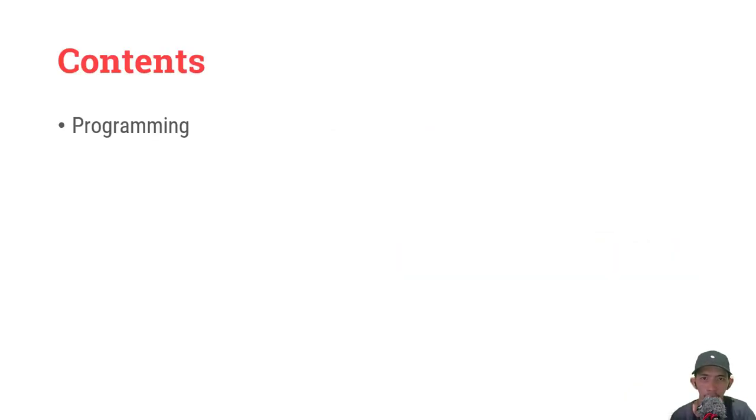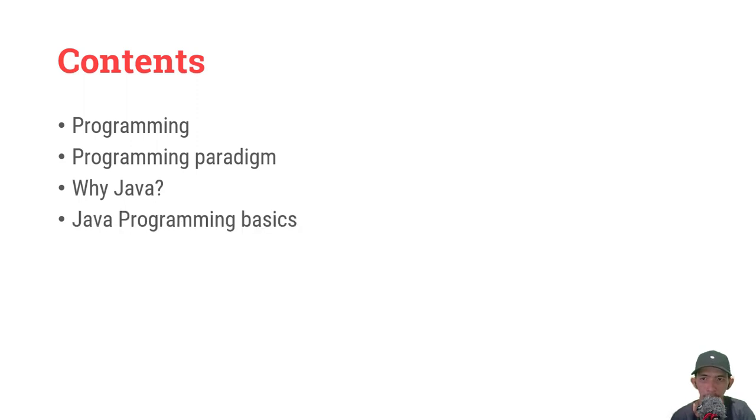First, we will talk about what programming is in general. Number two is what a programming paradigm is, what the common programming paradigms are, and we will differentiate the two most common programming paradigms. Number three, why Java as our programming language for approaching object-oriented programming. And number four, Java programming basics.